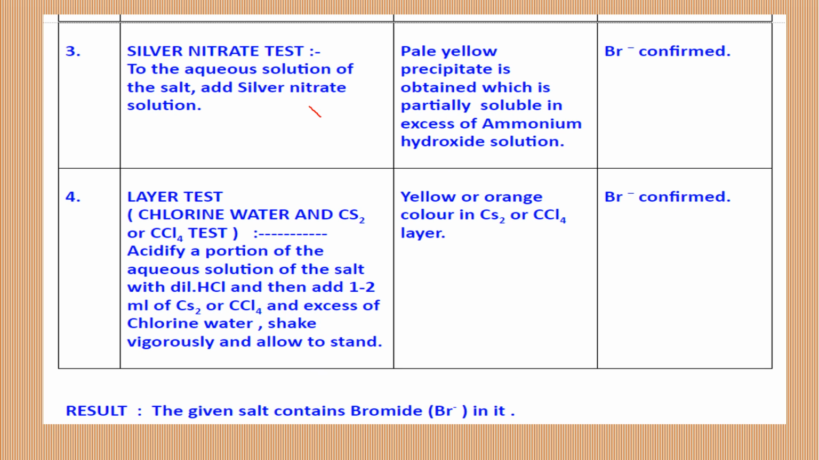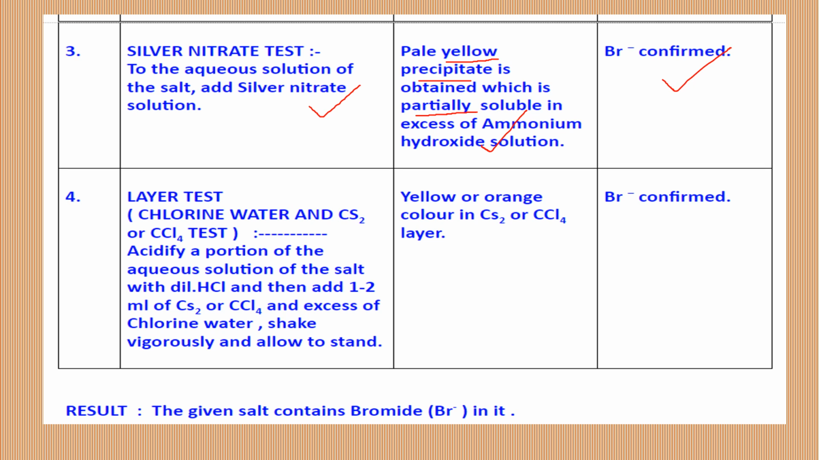Then you will carry out the silver nitrate test in the same manner. Aqueous solution and silver nitrate solution are to be added. It will give you a pale yellow precipitate, which is partially soluble. What does it mean? I'll take ammonium hydroxide and a small quantity of the precipitate and mix them properly. You will see some particles of precipitate will be left. It will not be completely dissolved like the precipitate in case of Cl minus. That was AgCl. So AgCl completely dissolves in NH4OH, but AgBr partially dissolves. So this is confirmed, it is bromide.